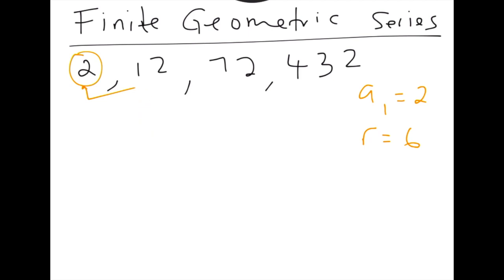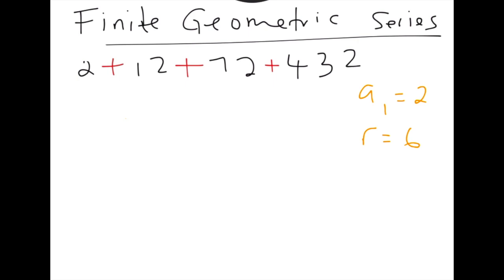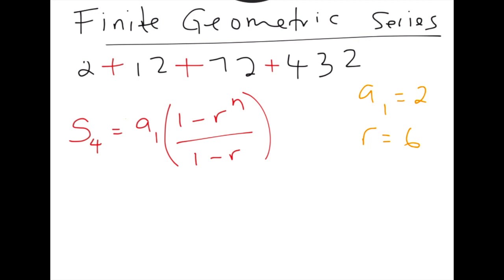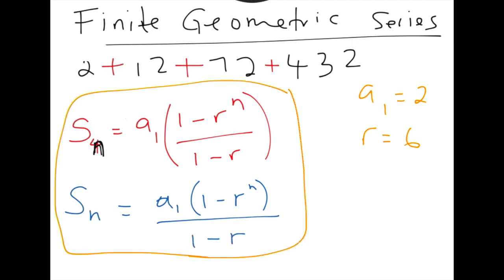Now I'm going to find a series. Series, remember, represents the addition. So I have 4 numbers that I'm going to add. I will use the following formula. The sum of the following 4 numbers is going to be a1 times 1 minus r to the n power, divided by 1 minus r. This is for any value of n. It can also be rewritten as S of n is a, the first term, times 1 minus r to the n power, the whole thing divided by 1 minus r. These two equations are equivalent, they are the same.